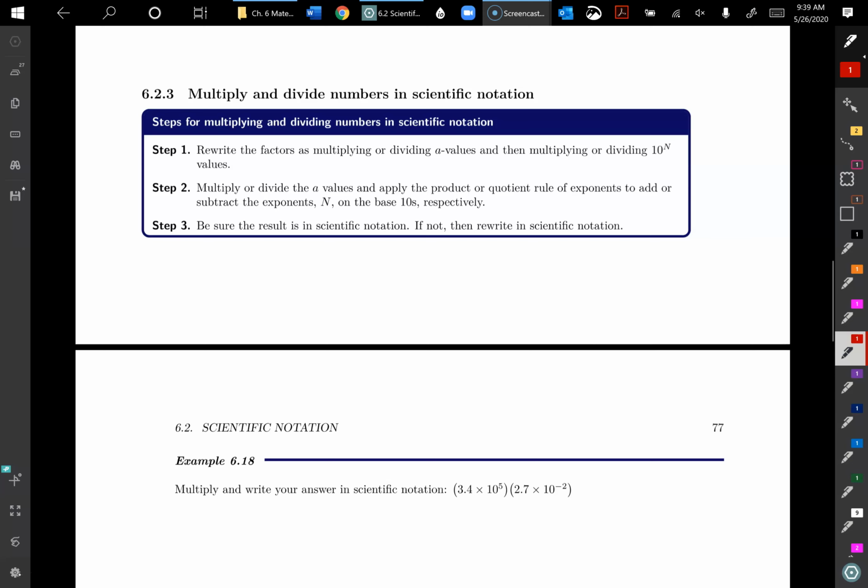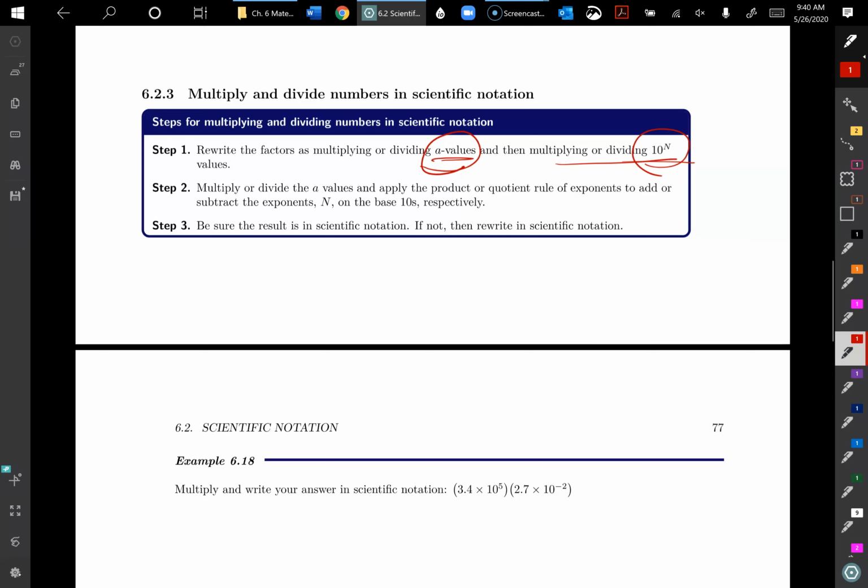Multiply and divide numbers in scientific notation. Rewrite the factors as multiplying or dividing a values, then multiplying or dividing 10 to the n values. So remember, this is similar to if you had a number in front of your exponential. Say you had 2x to the third power, then the 2 is in a similar position to the a. It's that factor. And then you multiply by the exponential, which is the 10 to the n in this case. We're going to group those and separate them out.